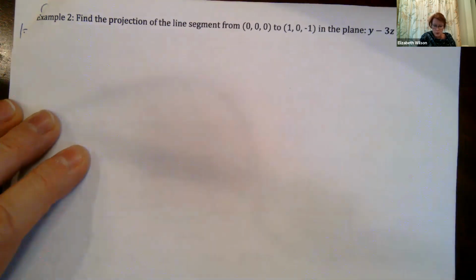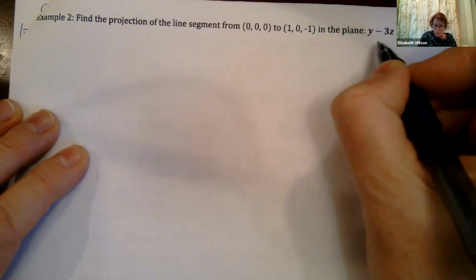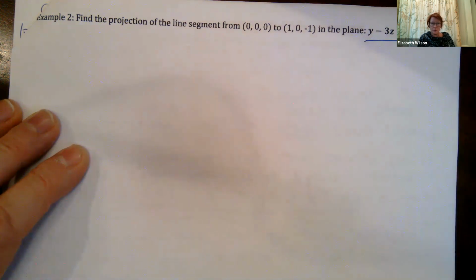All right. So example 2. Find the projection of the line segment from 0, 0, 0 to 1, 0, minus 1 in the plane y minus 3z equals 3.